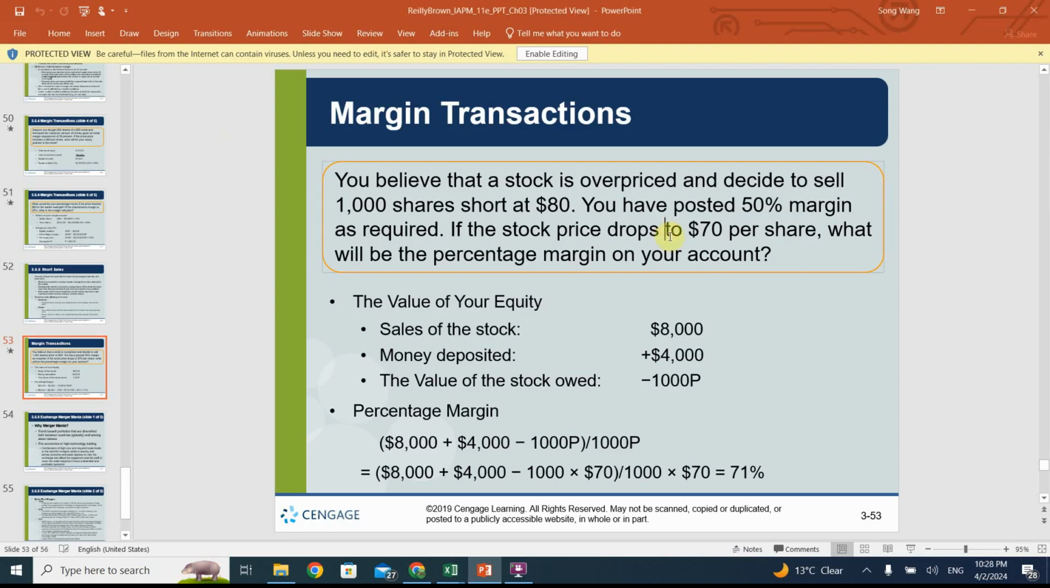All right, so let me just read through this for you. You decide to sell 1,000 shares short at $80. You have posted 50% margin as required. If the stock price drops to $70 per share, what will be the percent margin on your account? So if you sell short up front, you will receive $8,000. That's $80 times 1,000 shares, and 50% of the sales will be your own cash.